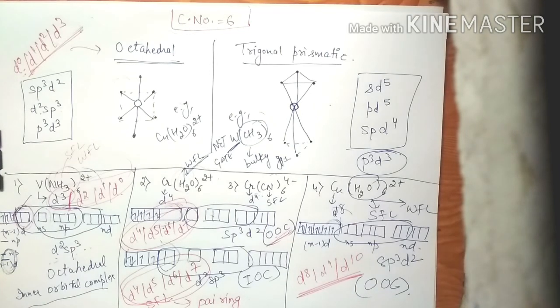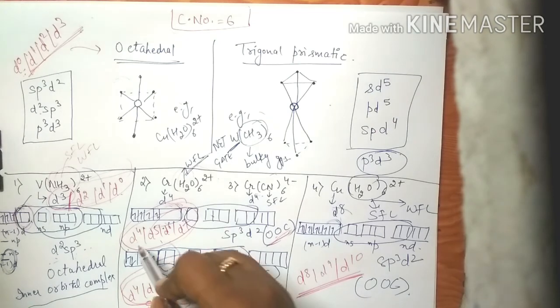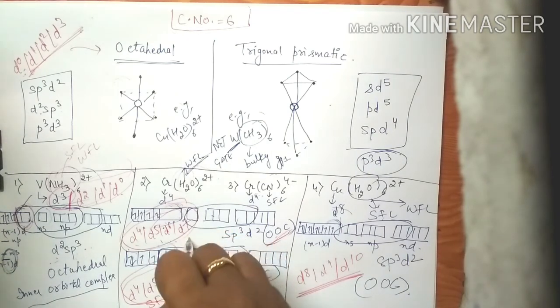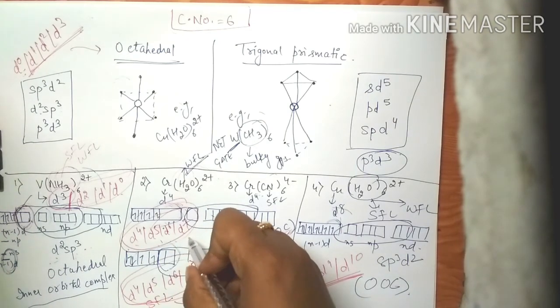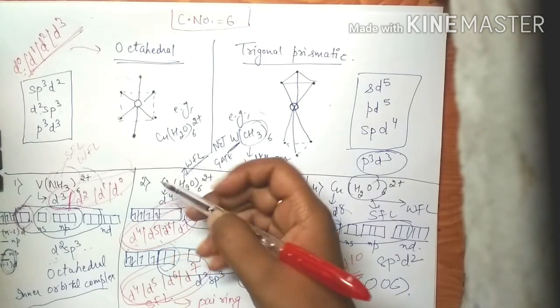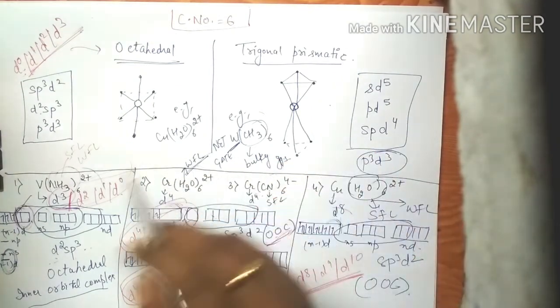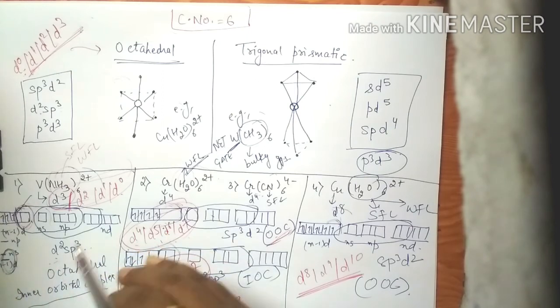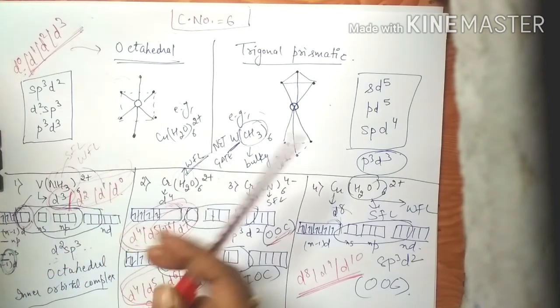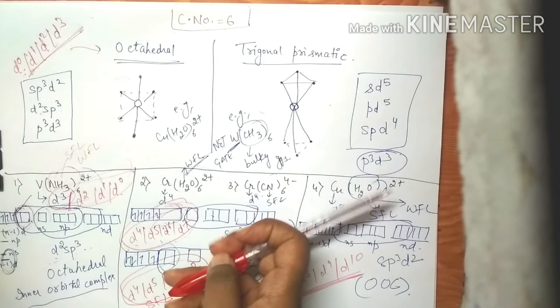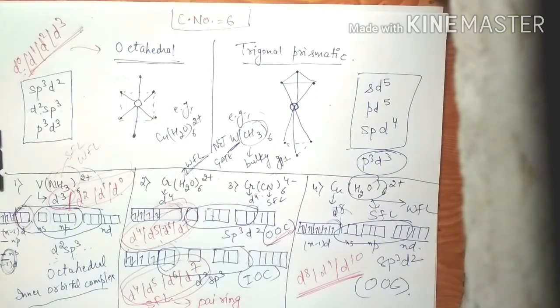So for coordination number 6 complexes, only if we are having d4, d5, d6 and d7 electronic configurations for the central metal ion are you going to look at the ligands. Otherwise there is no need to look at whether the ligands are strong field or weak field. So these are the cases which discuss coordination number 6.